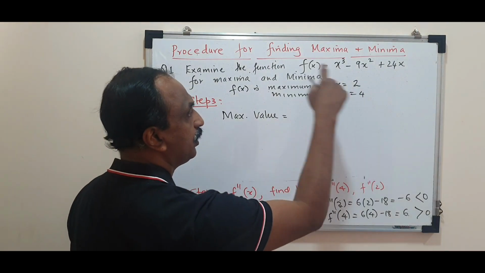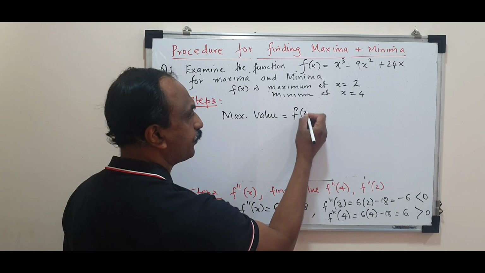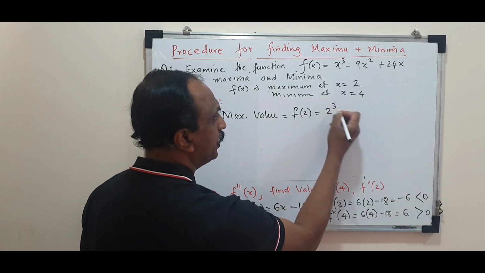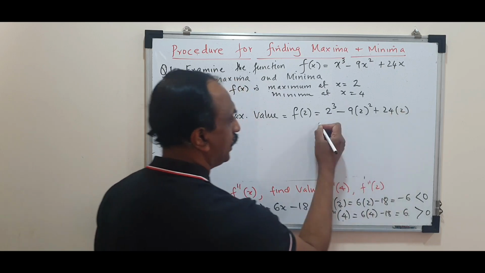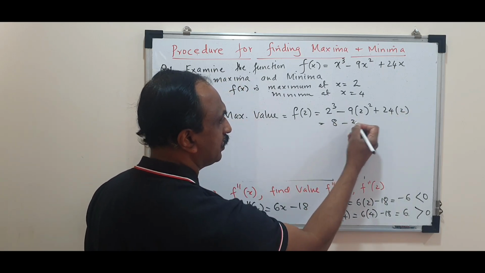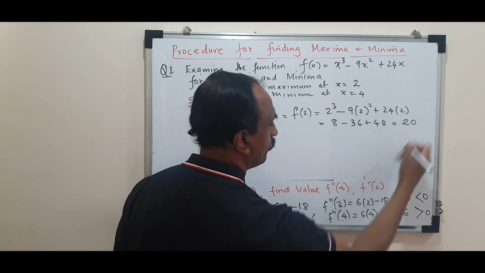Maximum point is 2. Y coordinate at maximum point is obtained by substituting in the function. That is f of 2. That is 2 cube minus 9 into 2 square plus 24 into 2. That gives you 8 minus 36 plus 48, which gives you 20.